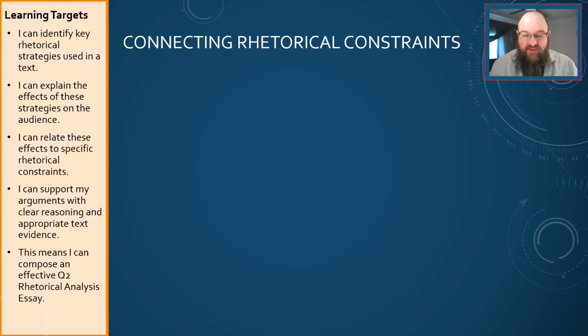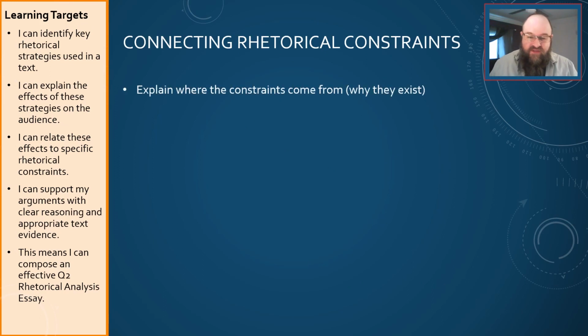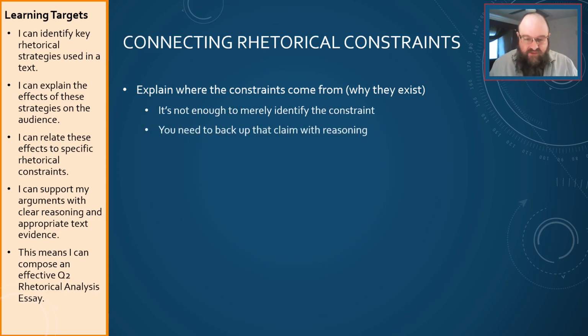The second principle of writing about rhetorical constraints: always explain where the constraints come from, meaning why they exist. It's not enough to merely identify the constraint. You have to back up that claim with reasoning, just like you have to back up all claims that you write with reasoning. To back up this particular kind of claim, you just want to explain why that constraint exists in the first place, meaning where within the rhetorical situation does it come from?